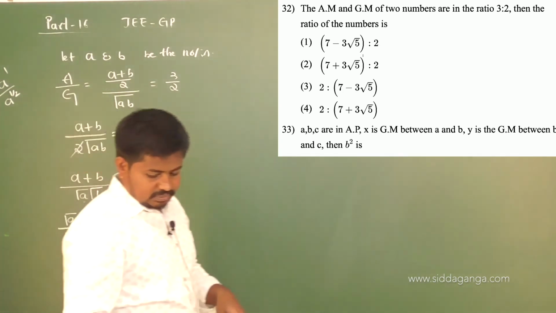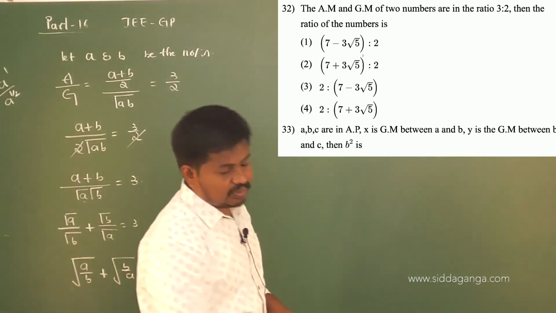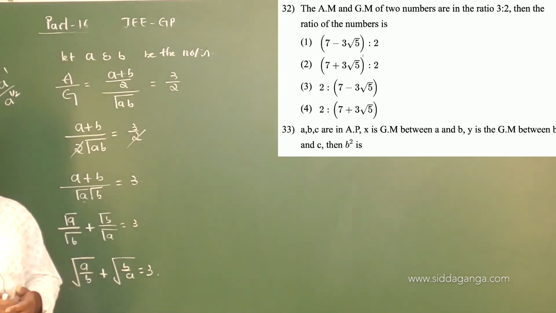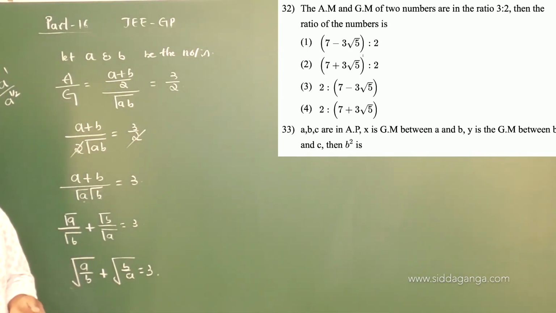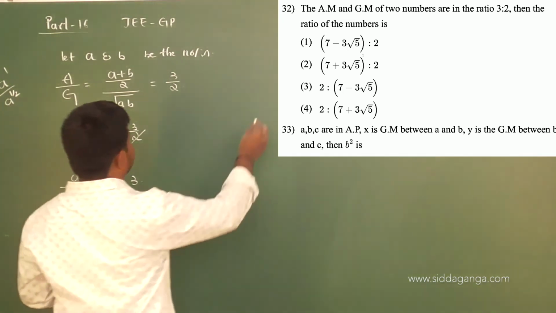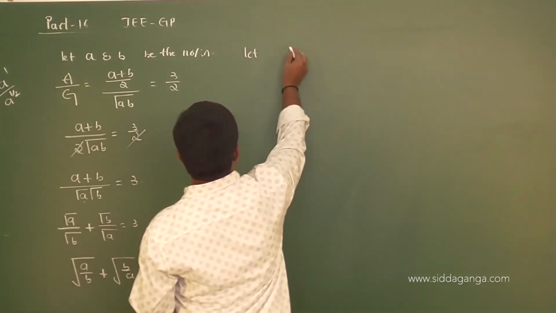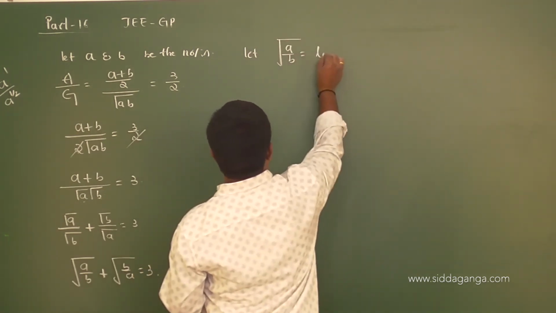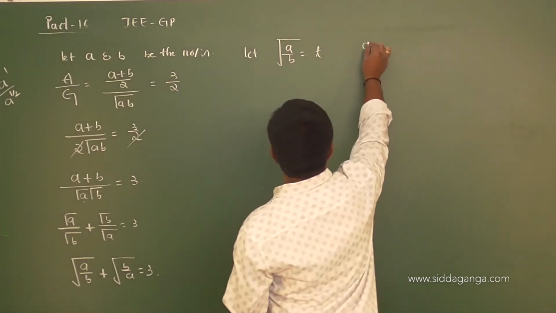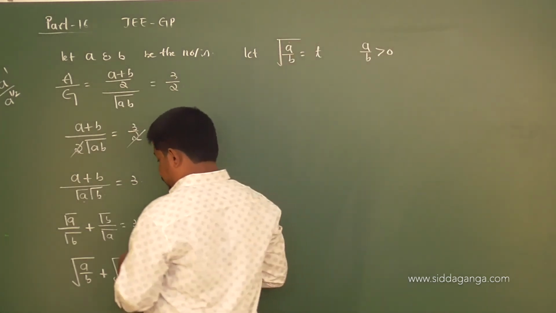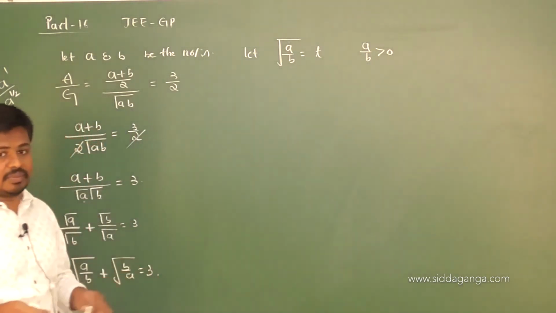So to solve this, we need what actually? The value of A by B. A and B are in what ratio? That's what we have to find. So here what I am going to take, let root of A by B is equal to some t. And hence A by B must be positive, because we have taken it within the root. So A by B should be positive now.